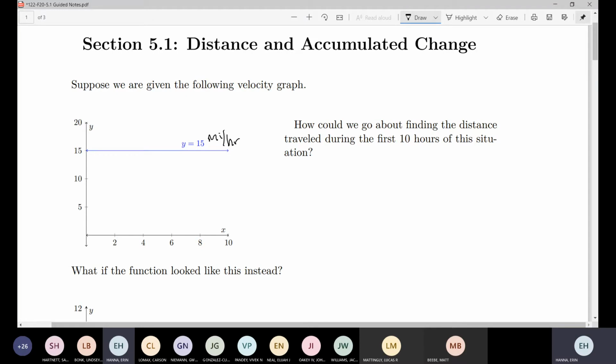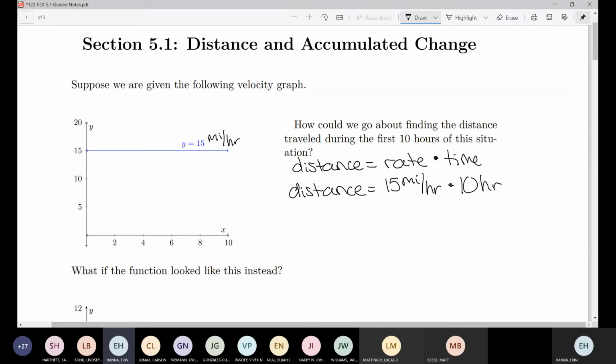Well, in general, how do you find how far someone's traveled if you're given a velocity? Well, distance is the rate times the time, where the rate in this case is the velocity. How fast are you going? So if you multiply how fast you're going over how long you're going that speed, you'll get how far you went. So in this case, if I'm traveling for 10 hours at 15 miles an hour, the distance is 15 miles per hour times 10 hours, so 150 miles.